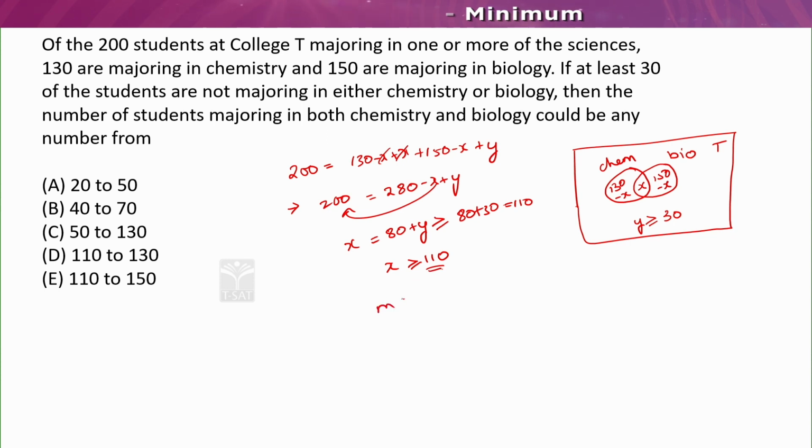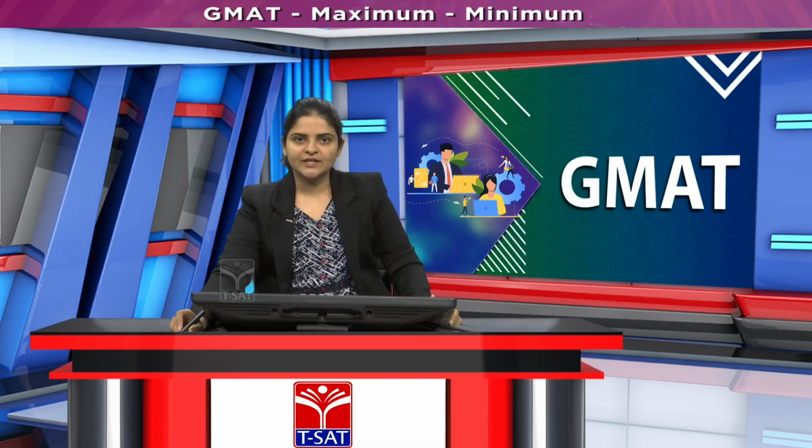And what is the maximum value that x can take? X can take a maximum of only up to 130, because there are 130 students in chemistry. If you take more than 130, the circle comes inside, but there will be no elements left. So the maximum value that it can take will be 130. Therefore, x lies between 110 and 130. So it's 110 to 130. Answer is option D. Let's move to the next question now.